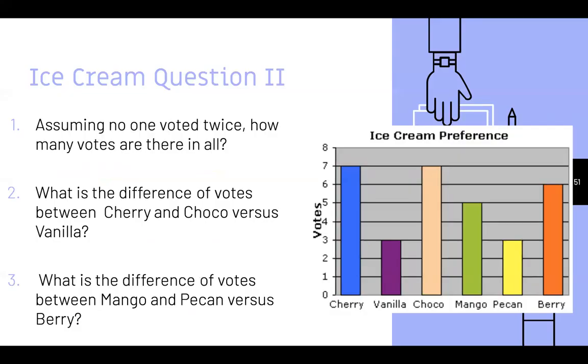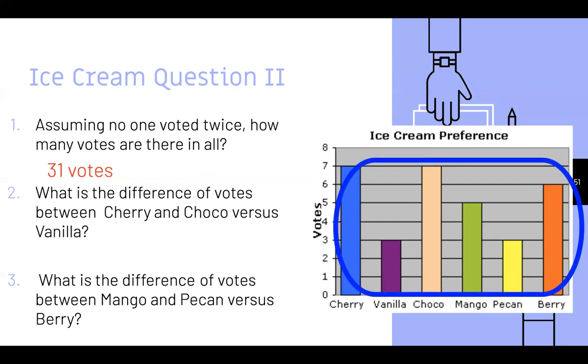Assuming no one voted twice, how many votes are there in all? So we just have to count cherry, vanilla, cocoa, mango, pecan, berries votes. So 7 plus 3 plus 7 plus 5 plus 3 plus 6 is 31 votes in all, right?